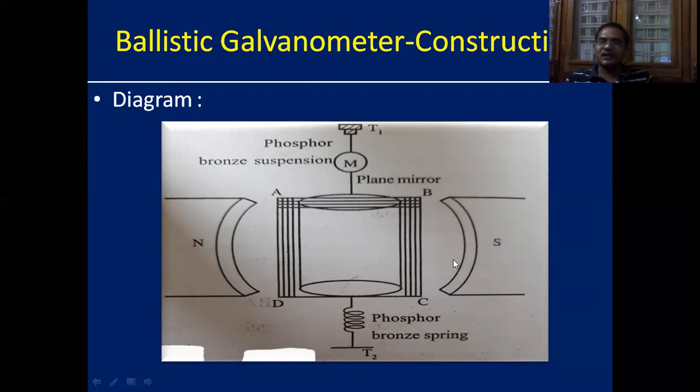Here these are the cylindrical shaped magnetic poles. Then they generate the radial magnetic field. So the importance of the radial magnetic field is, due to this radial magnetic field, always the plane of the coil is parallel to the magnetic field. Then the maximum torque acts on the coil. Here M is the plane mirror which is placed on this phosphor bronze wire. Here the deflection of this coil is measured by using the lamp and scale arrangement.